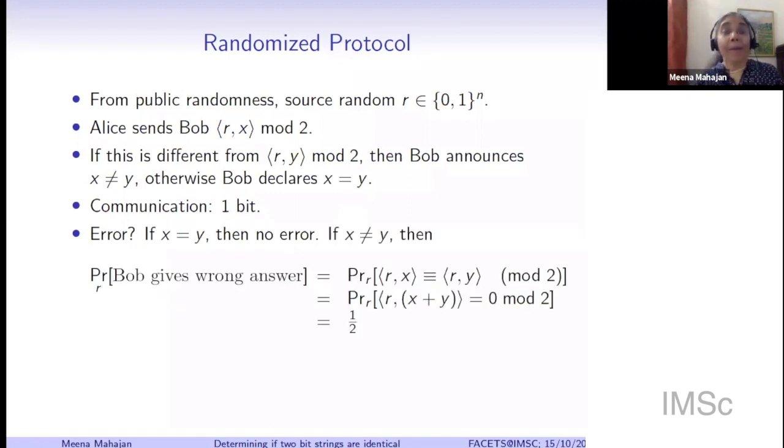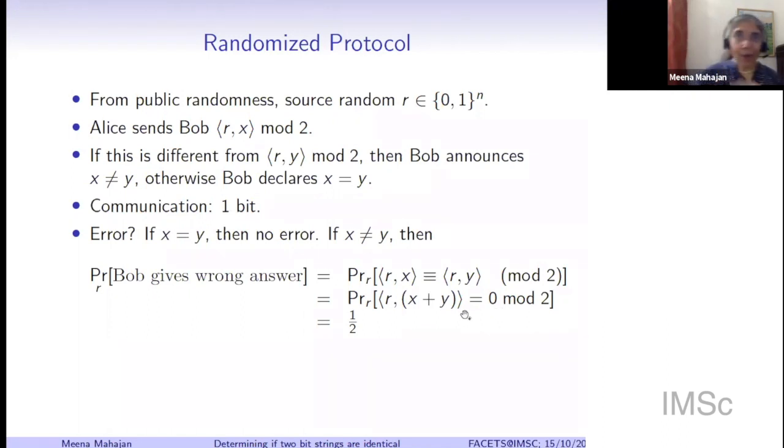the same. But if X is not equal to Y, then the probability that Bob gives the wrong answer is the probability that you picked an R at which R into the string X plus Y or X minus Y, because mod 2 X plus Y and X minus Y are the same, this string R into X plus Y misleadingly gave a 0. Which is why Bob thought that, oh, they are the same value.